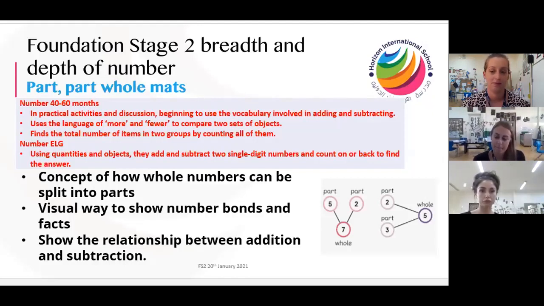So I'm going to talk about part whole maths, and you'll also be receiving some of these tomorrow in your little pack. If you have a look at the screen, you'll see some of the objectives that are covered when we explore part whole in school, in class. They also cover some of our number ELG as well, as you can see.